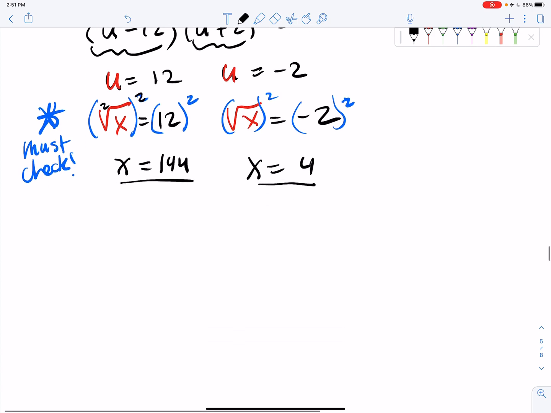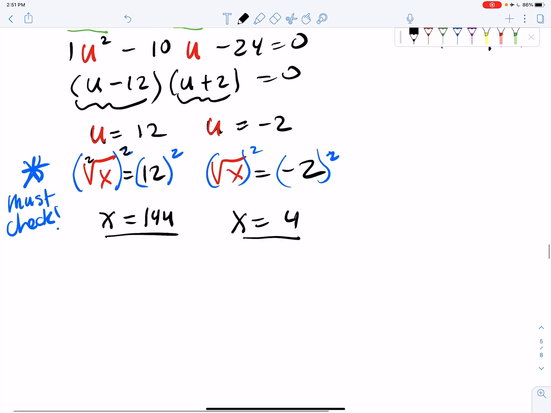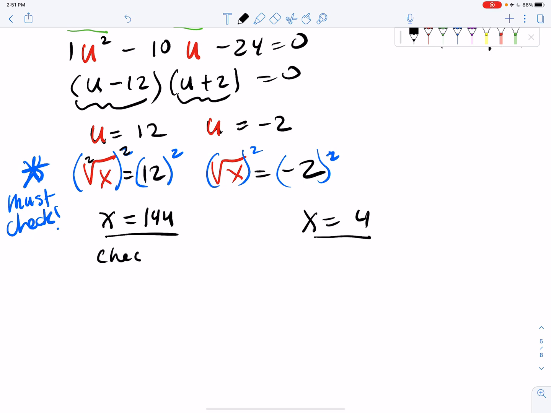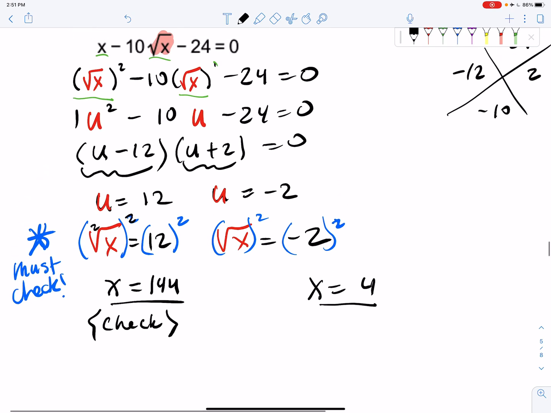So let's go ahead and do these checks. In fact, let me move this over just a hair, just so I have more space to check. So I need to run a check on this. I'm going to say check. Oops, that's the wrong tool. I need to say check. And so what is the check? You have to go back to the original problem.